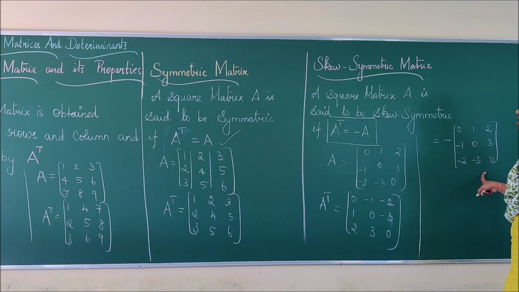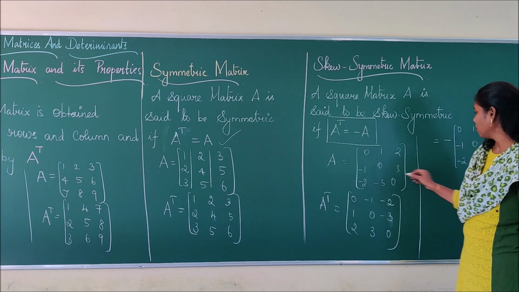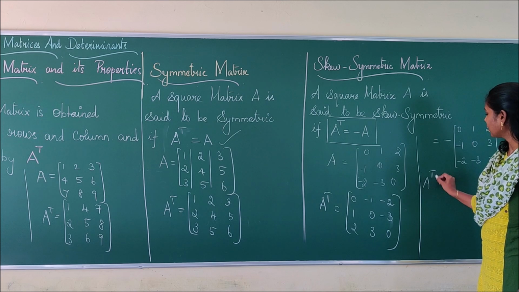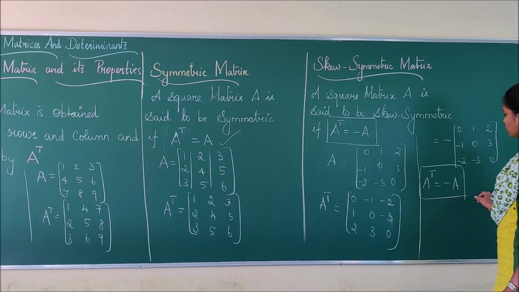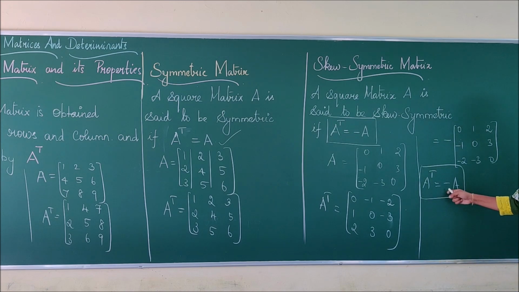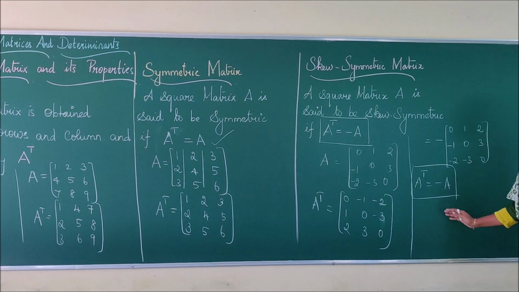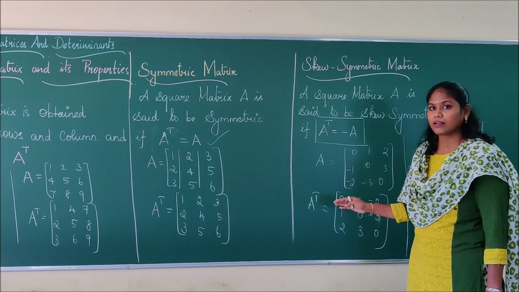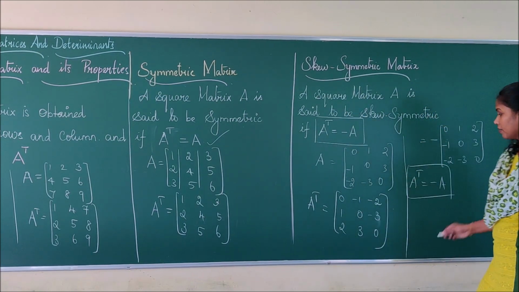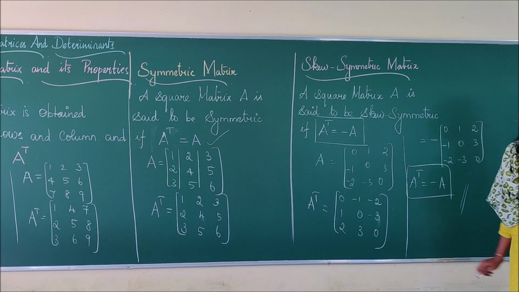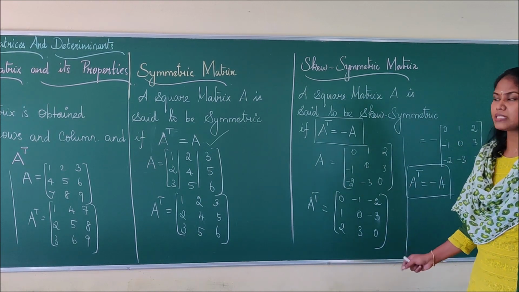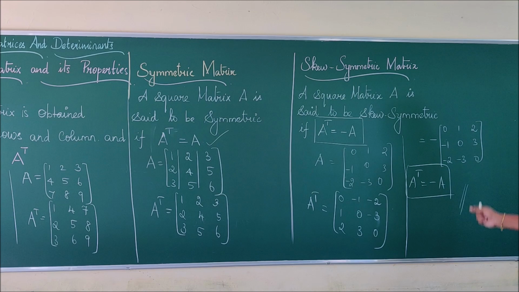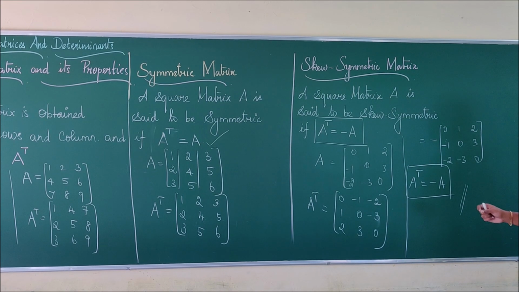See, look at this. This is exactly my A. So A transpose is nothing but... Okay, so if this condition exists, then we can say the given matrix, a square matrix, is a skew symmetric matrix. Okay, so we have seen transpose of a matrix, symmetric matrix, and skew symmetric matrix. Next, we will see the problems based on this.